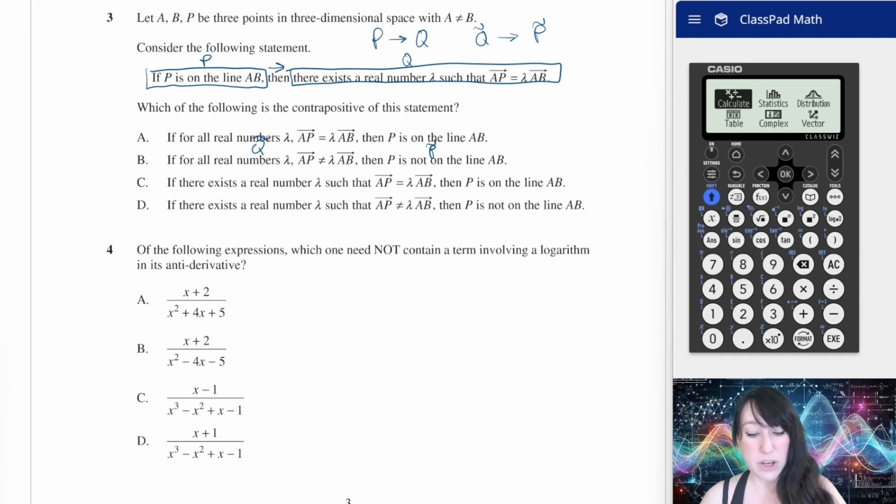If there exists a real number lambda such that AP is equal to lambda AB, that's pretty much Q, not Q. And if there exists a real number lambda such that vector AP is not equal to lambda times vector AB, well, that statement is not the opposite of our Q statement, because in our Q statement, there just needs to be a real number lambda, which means that if that is true, there can still exist a real number lambda that does not make that equality true. So C and D are definitely not options here. So the answer is B.